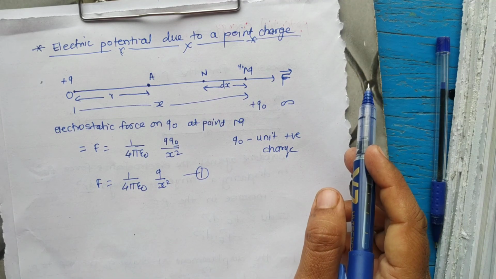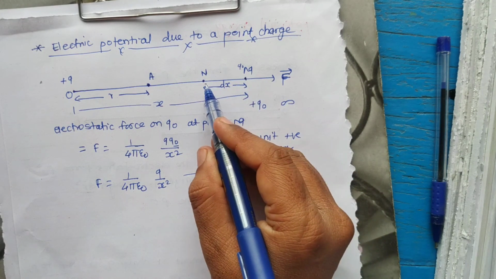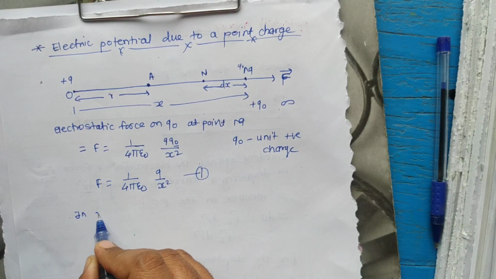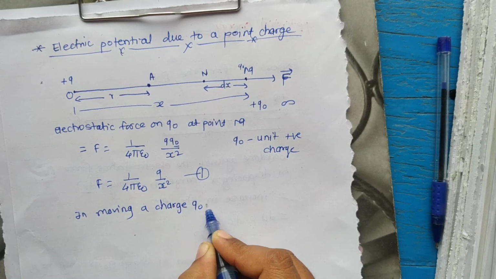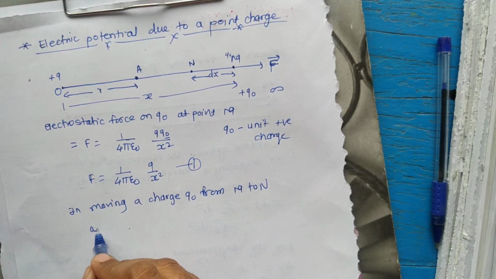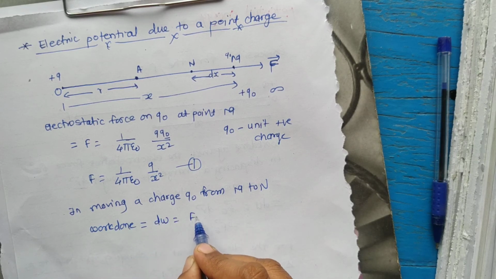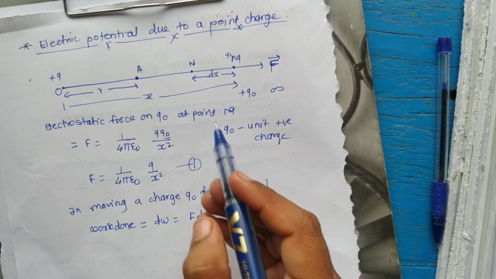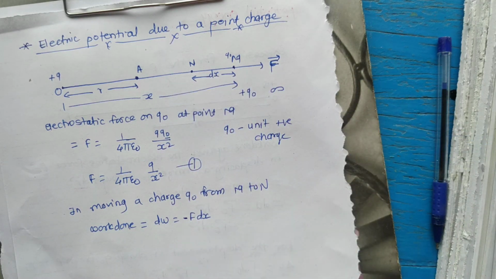In moving a charge q naught from M to N, the work done is dW is equal to force into displacement. But force is in this direction and displacement is in this direction, that is opposite, therefore there is a negative sign. The negative sign is due to the displacement and force being in opposite directions.